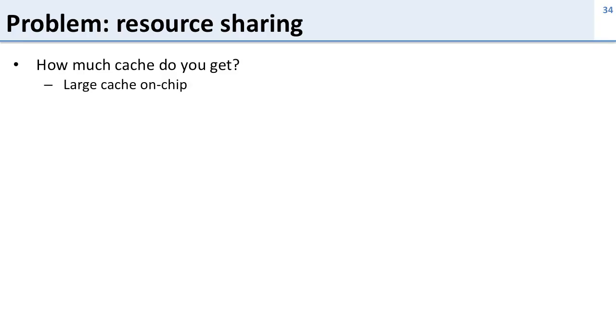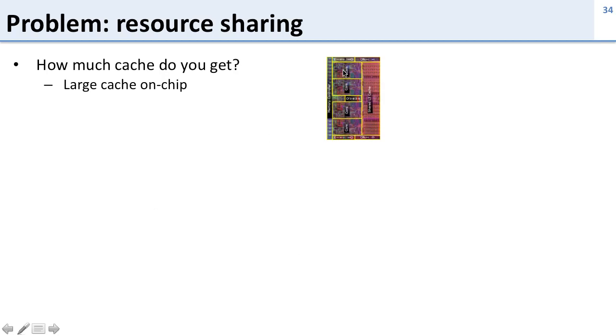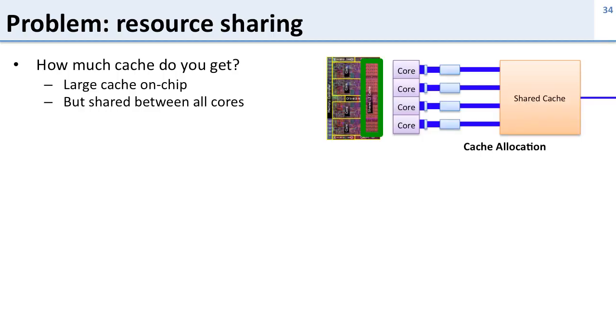So let's look at another problem with multi-core processors, and that's resource sharing. We know that how much cache you get affects how fast you run. And we know these processors have large on-chip caches. Here's a picture of a multi-core processor. You see we've got all these cores, and then this large cache that they're all sharing. So how much cache you get is going to depend on what the other cores are doing.